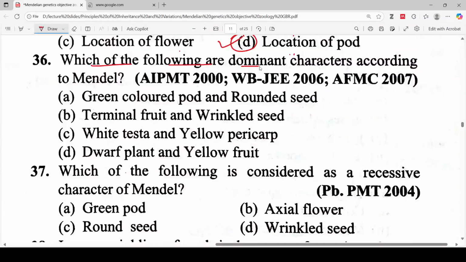Which of the following are dominant characters according to Mendel? Green colored pod and round seed. So here four options are given. Terminal fruit and wrinkled seed. Option C, white testa and yellow pericarp, and dwarf plant and yellow fruit. So the correct answer is green colored pod and rounded seed. So next question.